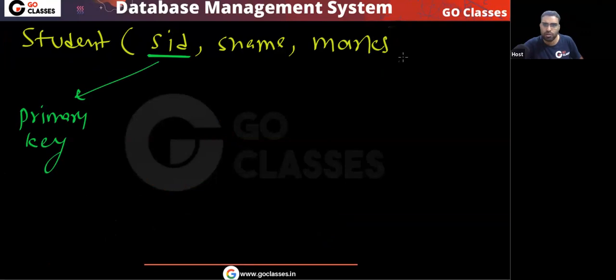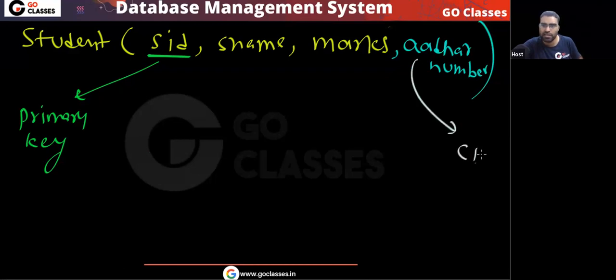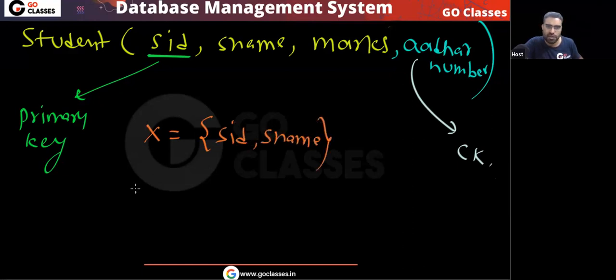And let me also assume that here you have Aadhaar number. So your Aadhaar number is your candidate key. Agree? Now just tell me this point. If I take X equal to SID, S name, will it determine all the attributes? Tell me, X plus will be all the attributes or not?